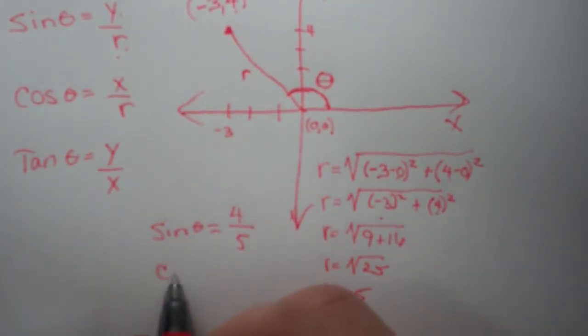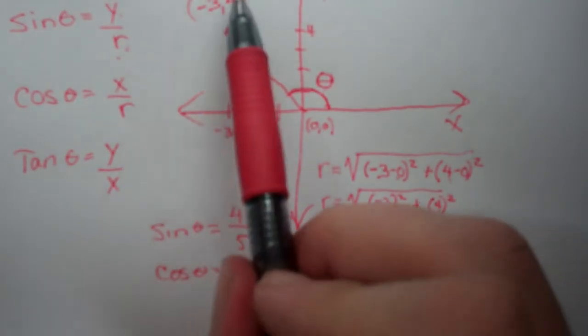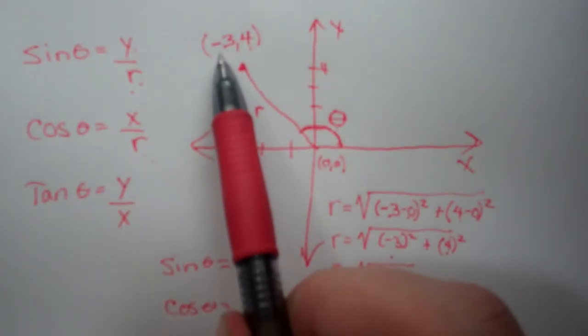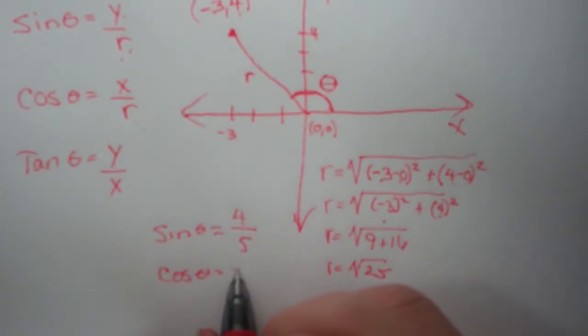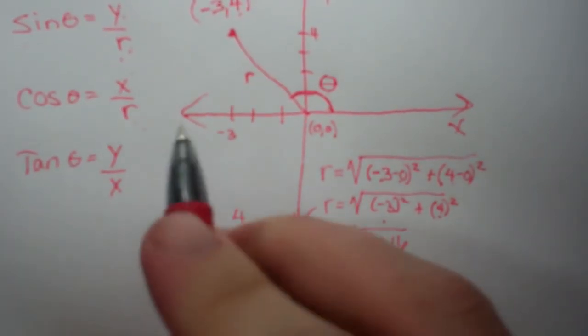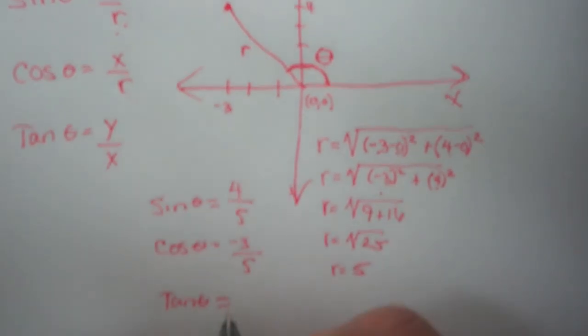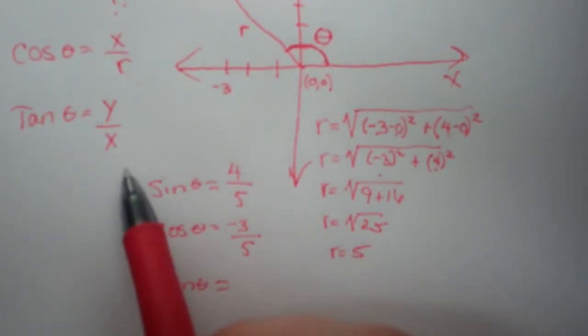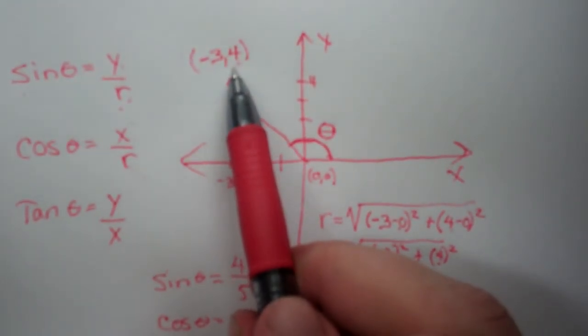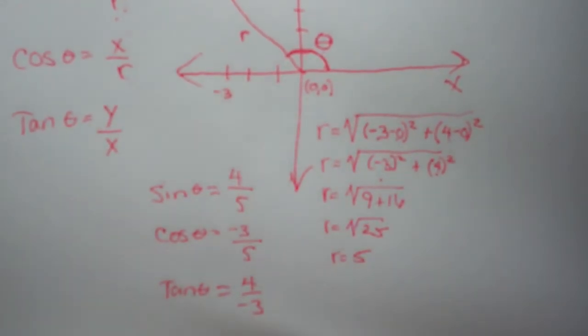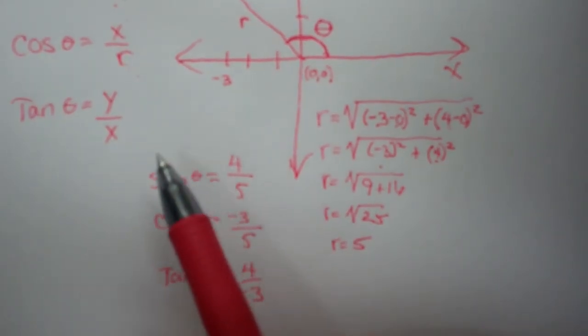Let's find the cosine of theta. The cosine of theta is x over r. What is the value of x here? The value of x here in this case is a -3. So the cosine of theta is -3 over r, which we said was 5. Finally, the tangent of theta. The tangent of theta is the y over the x. Well, the y is a 4 and the x is a -3, so the tangent of theta is 4 over -3.